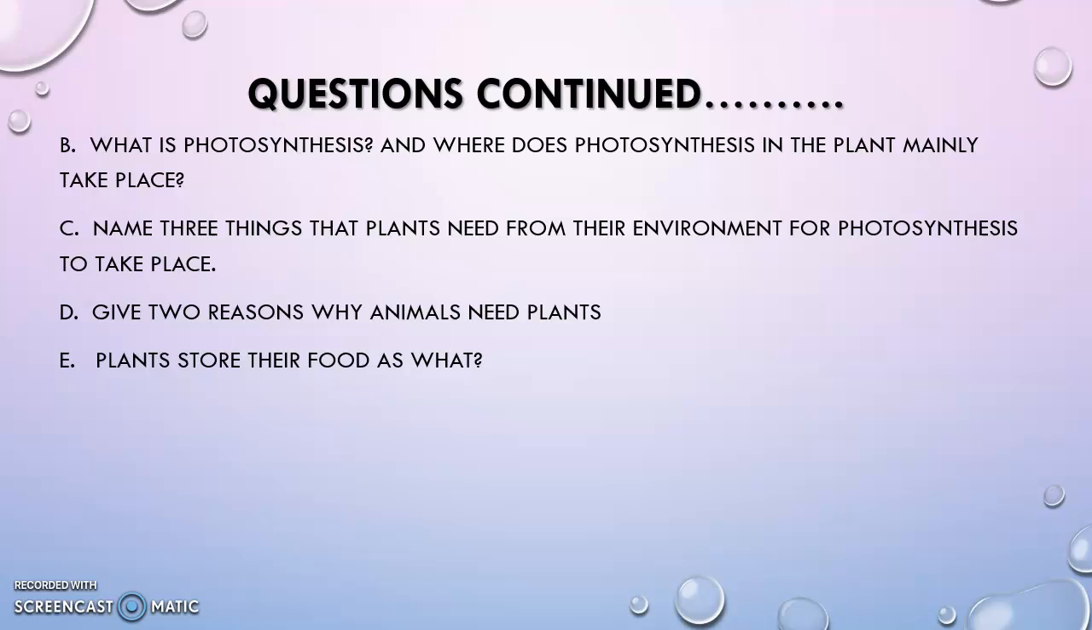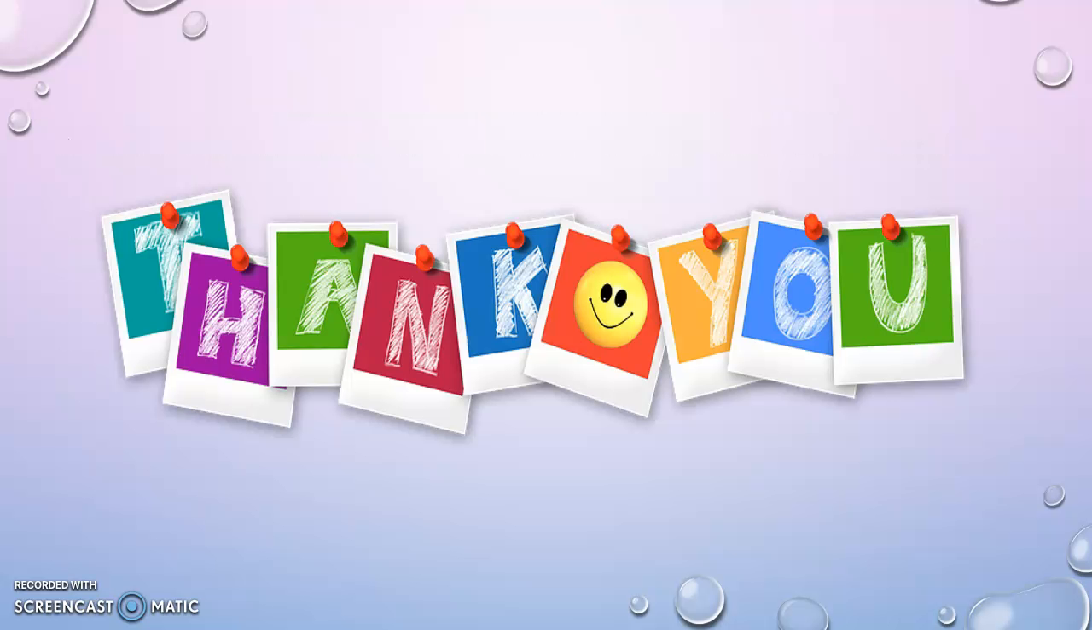What is photosynthesis? And where does photosynthesis in the plant mainly take place? C. Name 3 things that plants need from the environment for photosynthesis to take place. D. Give reasons why animals need plants. E. Plants store their food as what?